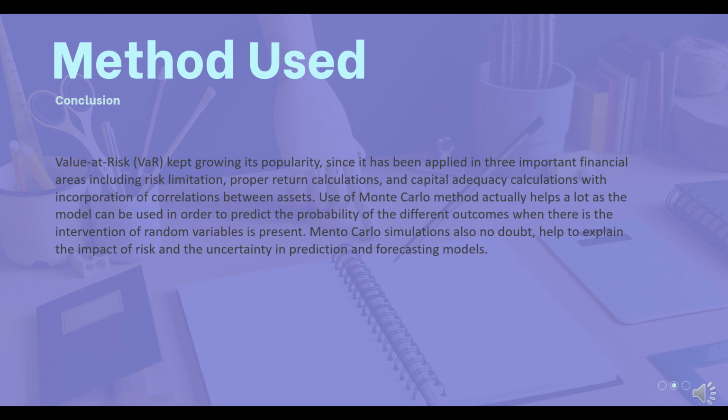Value at risk keeps growing in popularity since it has been applied in three important financial areas, including risk limitation, proper rating calculations, and capital adequacy calculations with incorporation of correlation between assets. Use of the Monte Carlo method actually helps a lot as the model can be used to predict the probability of different outcomes when the intervention of random variables is present. Monte Carlo simulations also no doubt help to explain the impact of risk and uncertainty in the prediction of forecasting models.